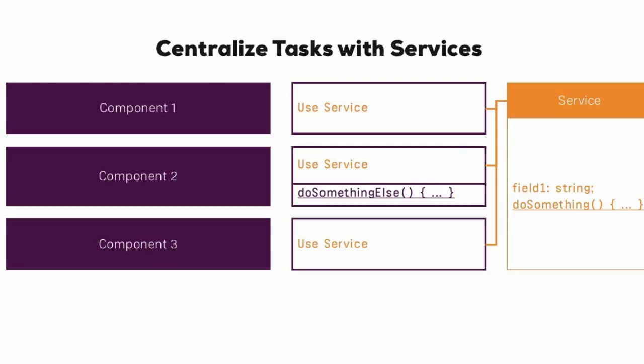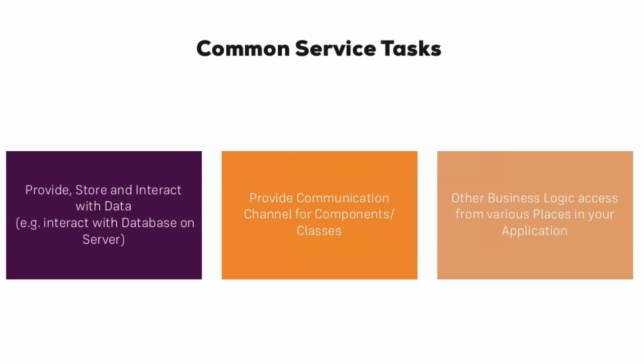We get that centralized task now. And with that, the question is, what are common tasks for services? When would we do that? Well, a common task is data interaction. We may have interaction with, let's say, a web server. The web access might be a good centralized task, but we might also have a local data storage, where we have an array of data which we want to manage in a central place.